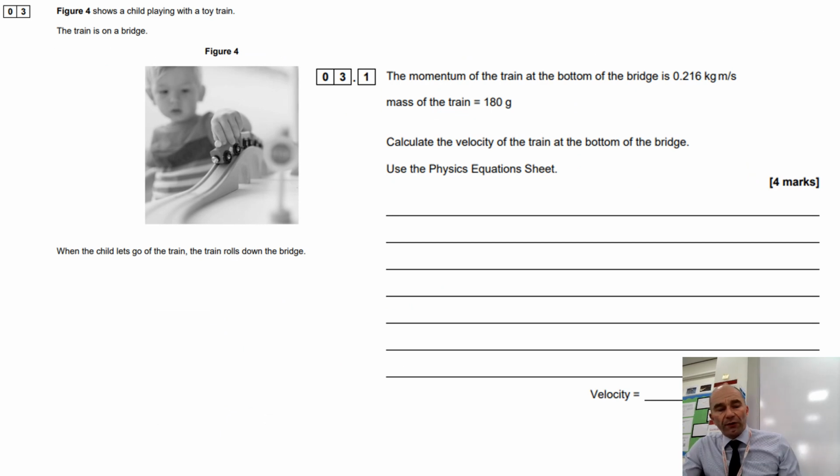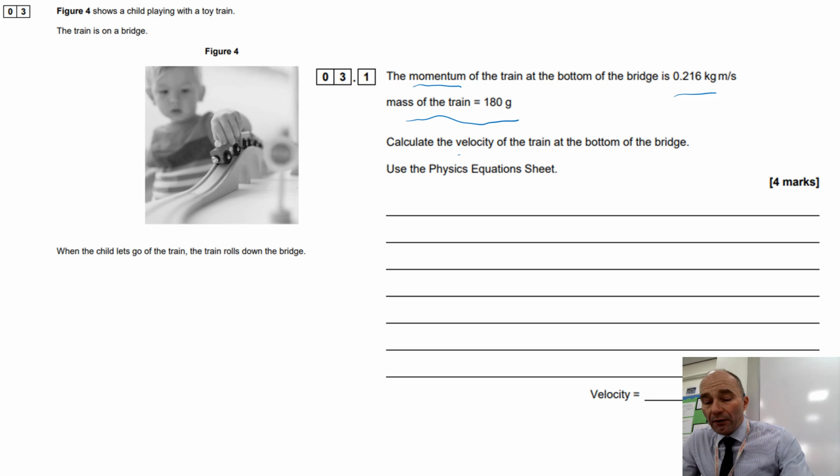Okay, now we're on to question 3. This question is all about momentum. We've got a child playing with a toy, and the train is on a bridge. When the child lets go, the train rolls down the bridge. We're given the value of momentum in this question. The mass of the train is 180 grams.